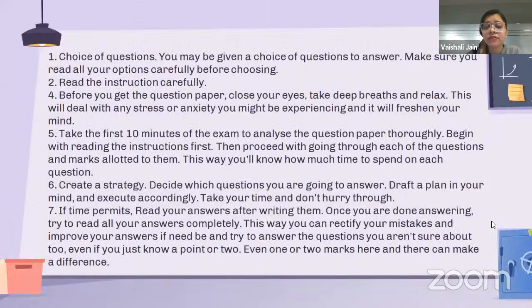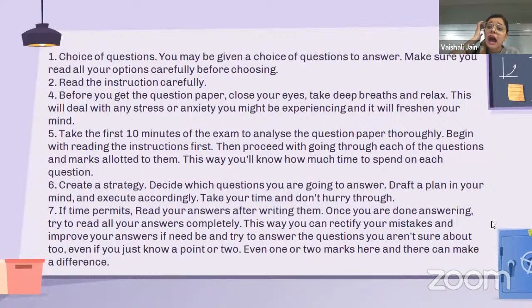What is to be done at the time of writing exams? Choice of questions. Again, this is a very important thing that can be done within the 10 minutes of reading. While reading the question paper, the child should decide then and there which questions to attempt. Again, all these are just suggestions and advice. These are not compulsions or orders. These are just suggestions to the students on how they can proceed.